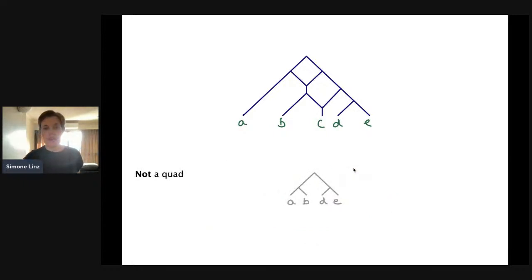Just to be very clear, because I will talk about quads quite a bit throughout the rest of the talk, this phylogenetic tree is not a quad because it's not a caterpillar. So when I say quad, I really only consider those trees that have 4 leaves and have caterpillar shape.